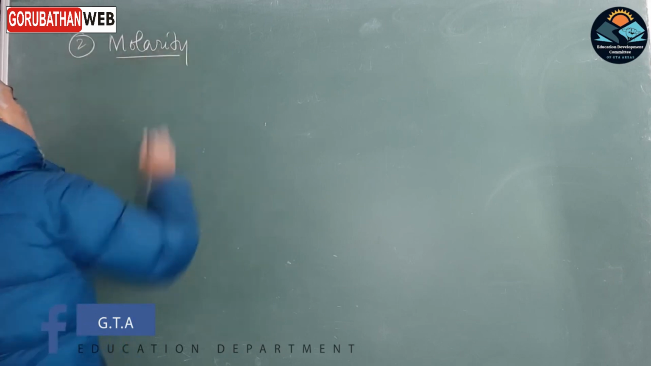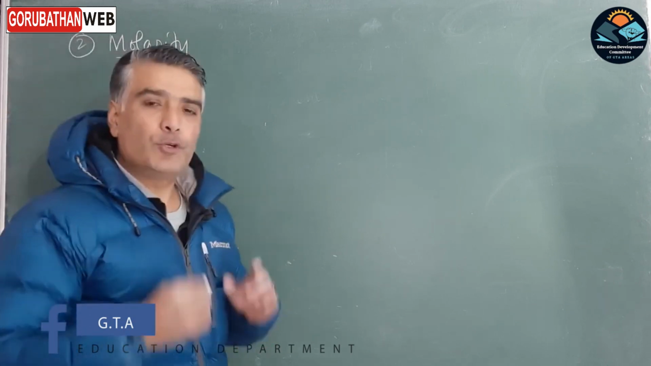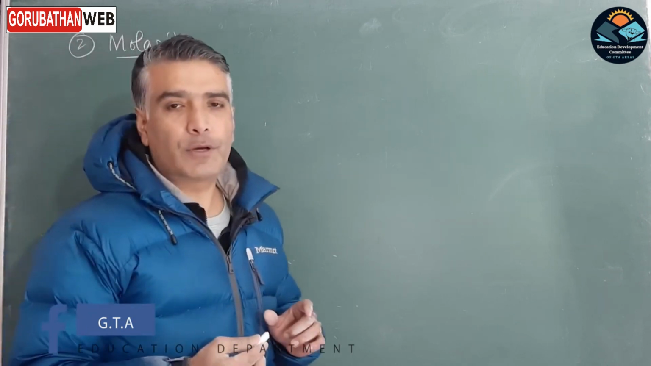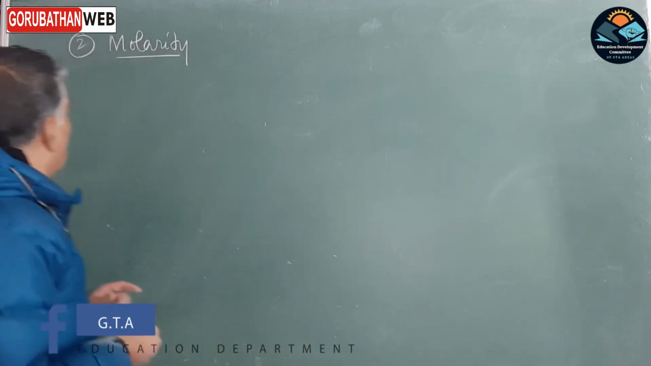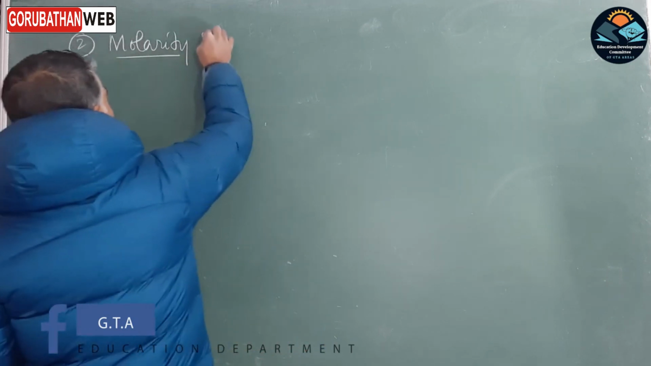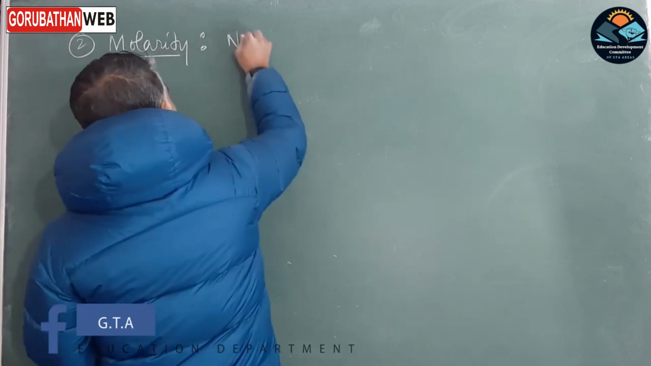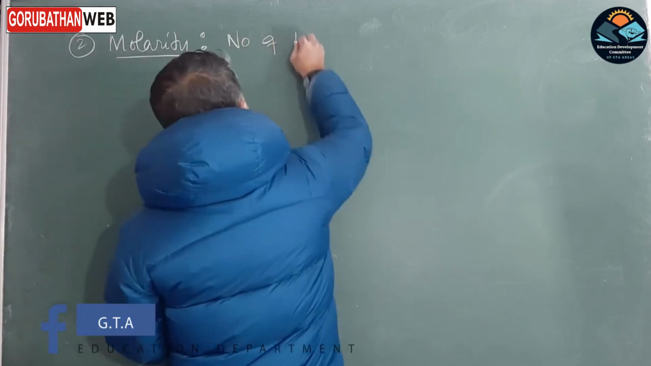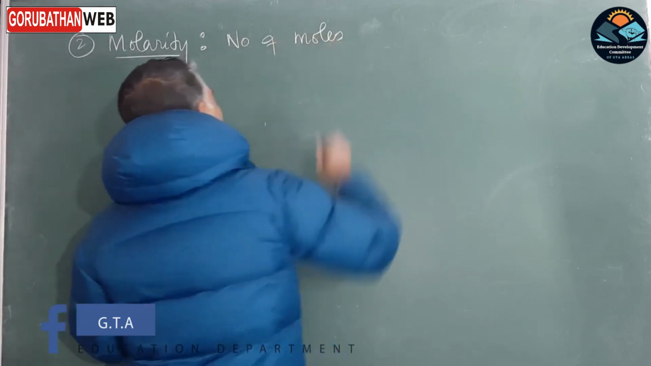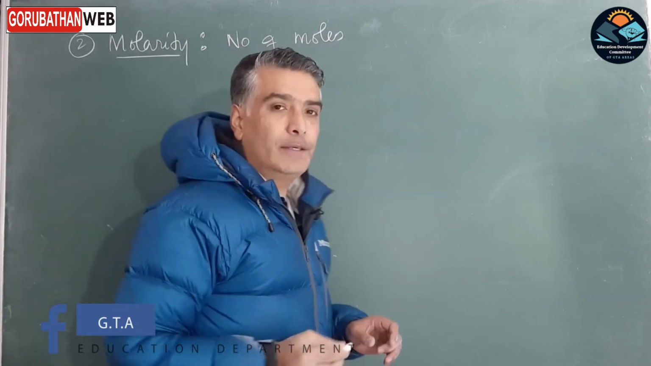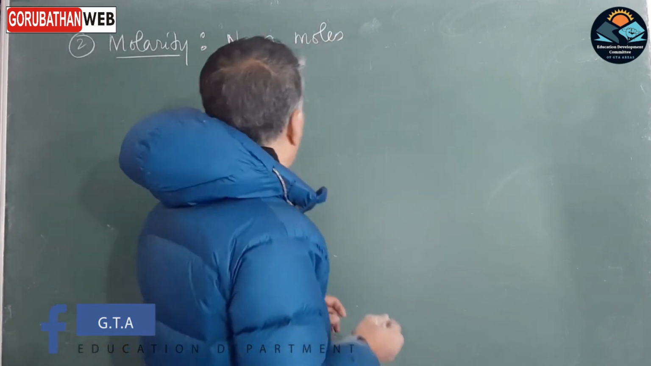Molarity is also a way of telling that my solution has so much of solute and so much of solvent. So it's an expression of concentration. So what is molarity? By definition, molarity is the number of moles. So you all know how to find the number of moles. To find the number of moles of anything, you have to divide its mass by its own molecular mass.